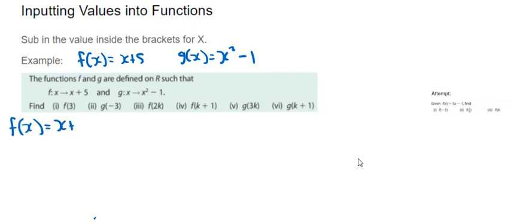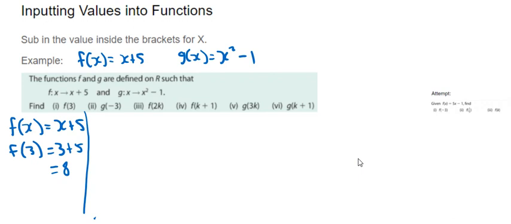So if f of x equals x plus 5, well then f of 3, so I'm just putting a 3 in instead, would be 3 plus 5, and 3 plus 5 is 8. So that'll be the answer to that one. That one's nice and simple. They'll get a little bit trickier.